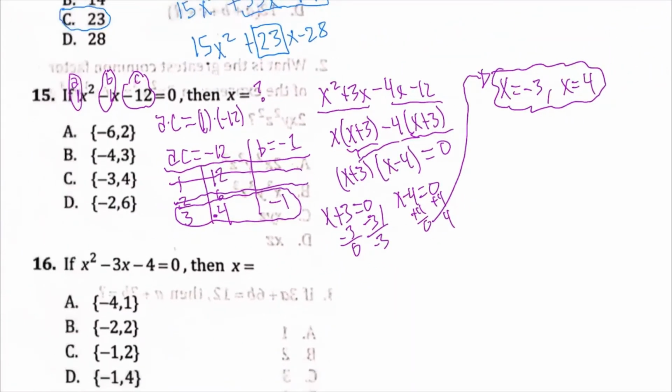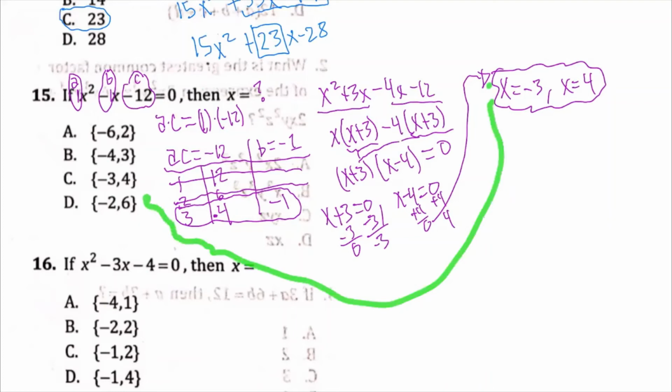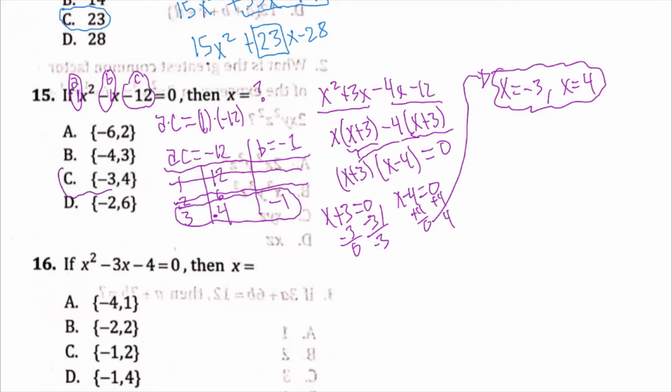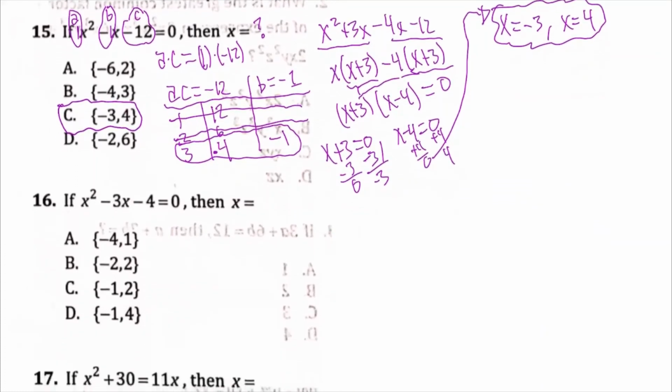Which, let's see, matches which one? There it is. It's going to match -3 and 4. Boom, C. Final answer, C. And that is how you do 15. Now I'm looking at 16.